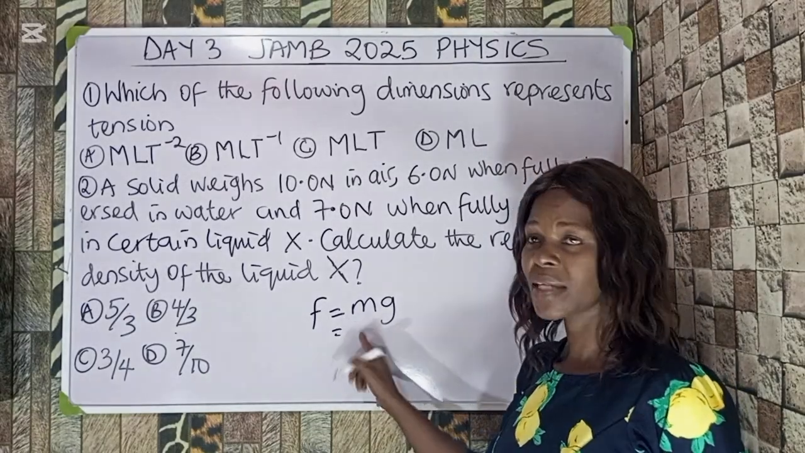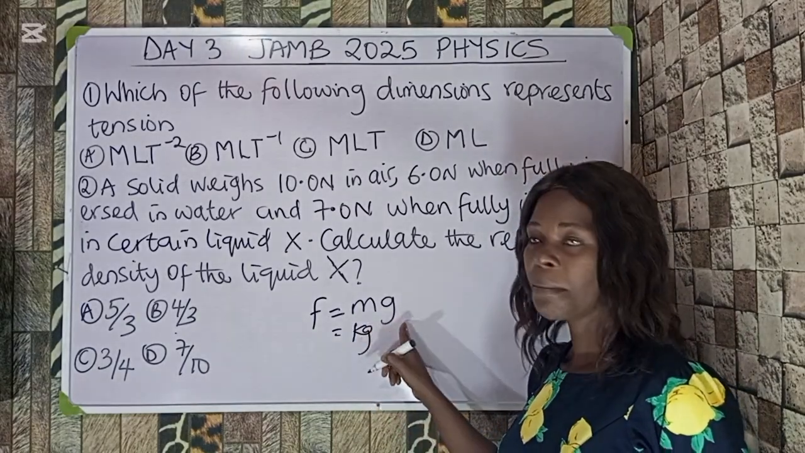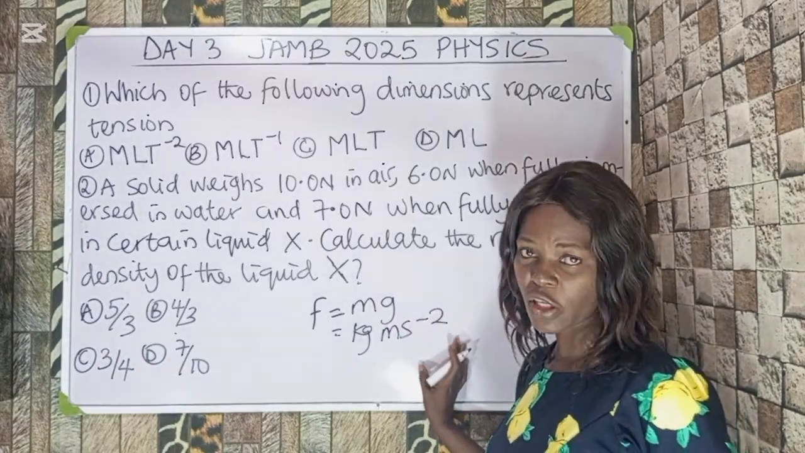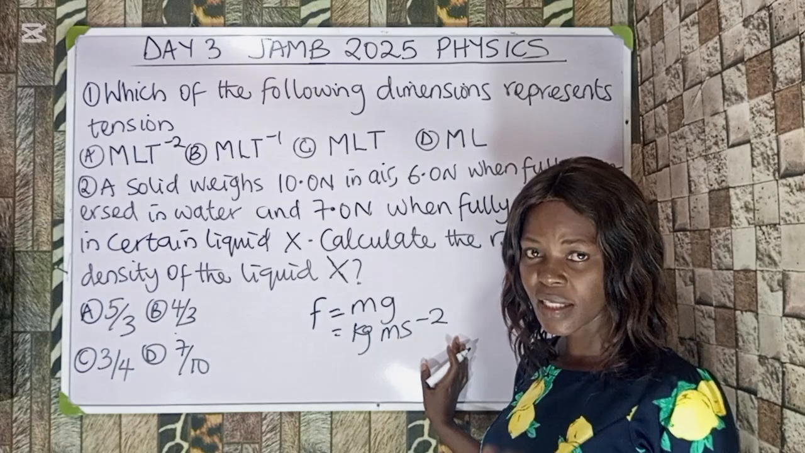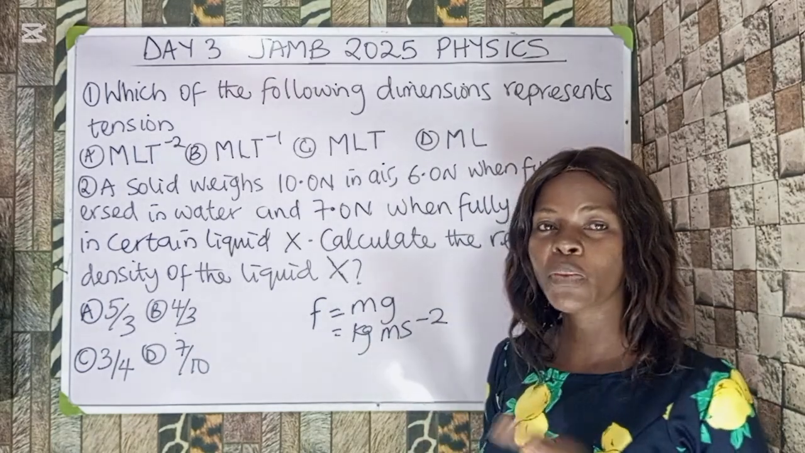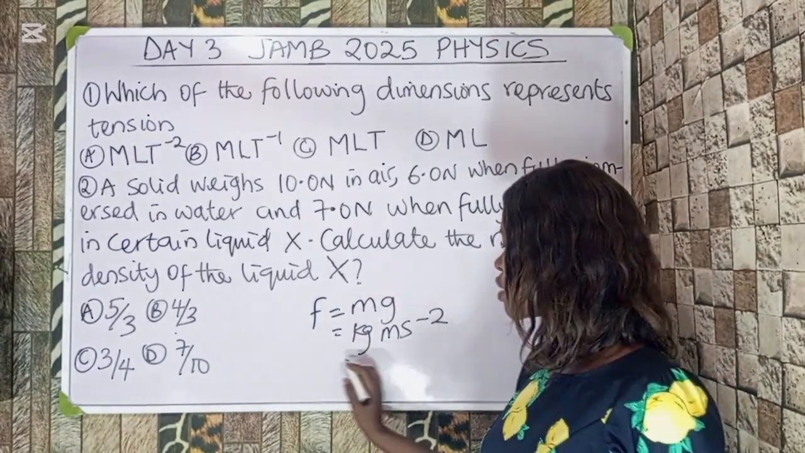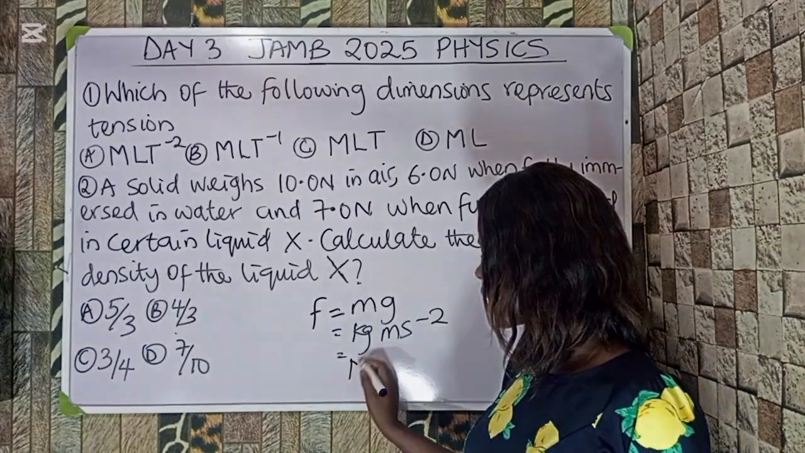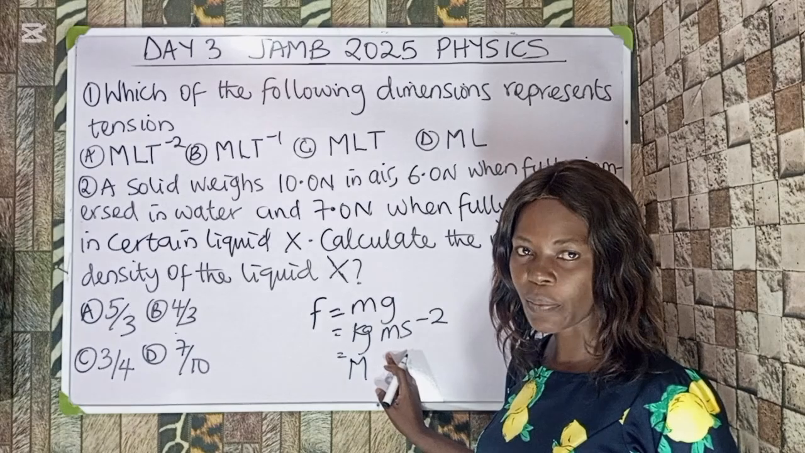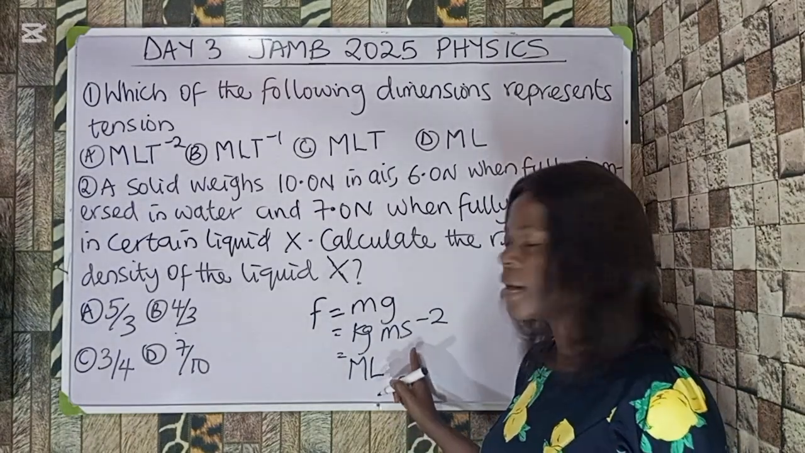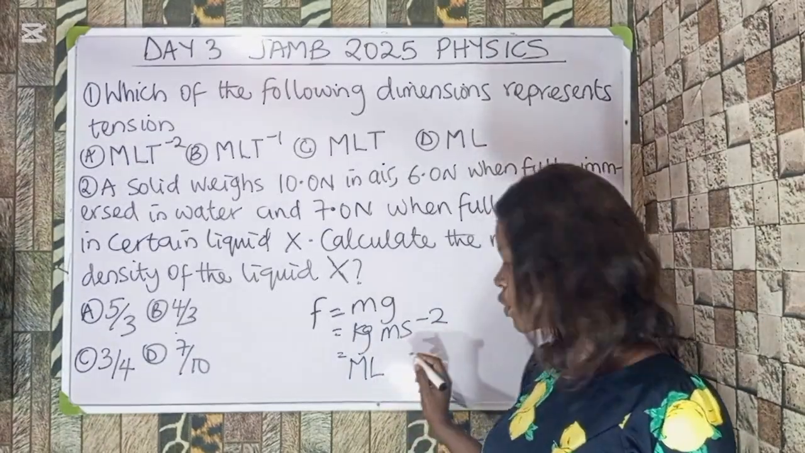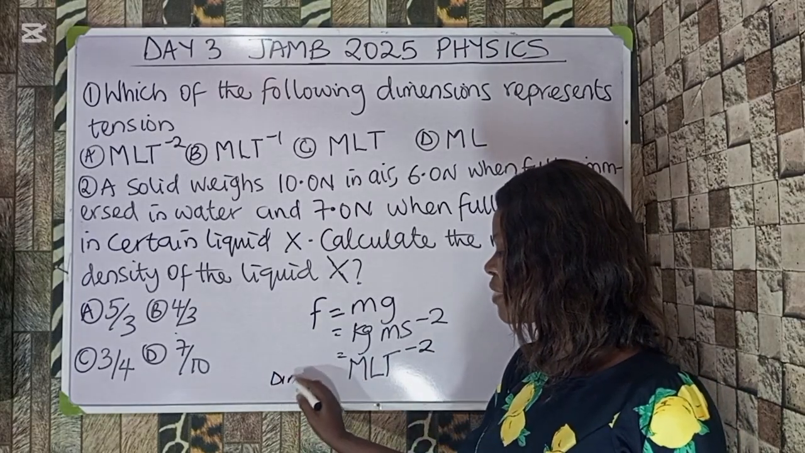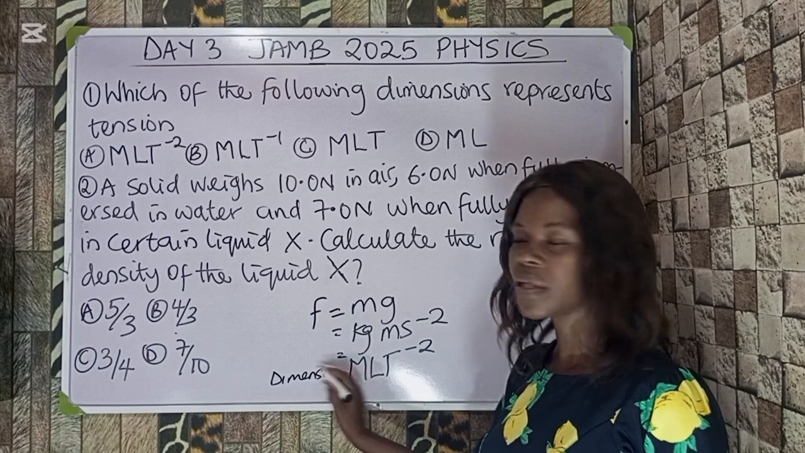So now, what is my mass? Mass is measured in kilogram. My g is measured in meters per second square. This is the unit of tension because it is also measured in Newton. Is that clear? Now, what you're going to do is to represent it in dimensions. When we have kilogram, we represent it with capital M. Meter means capital L. Seconds means capital T. So this is T to the power minus 2. So this is the dimension of tension.